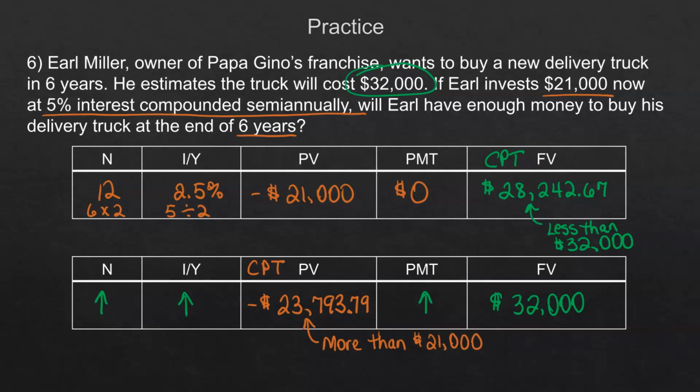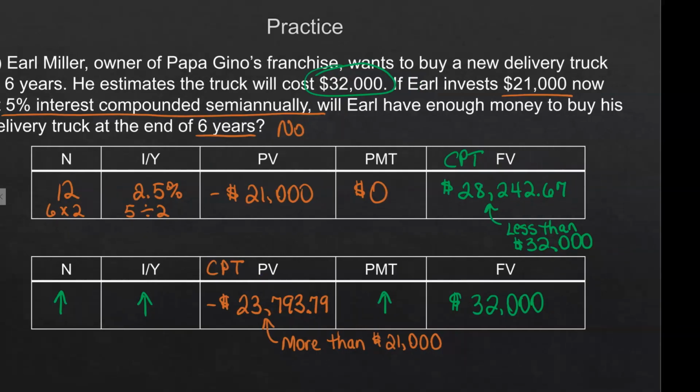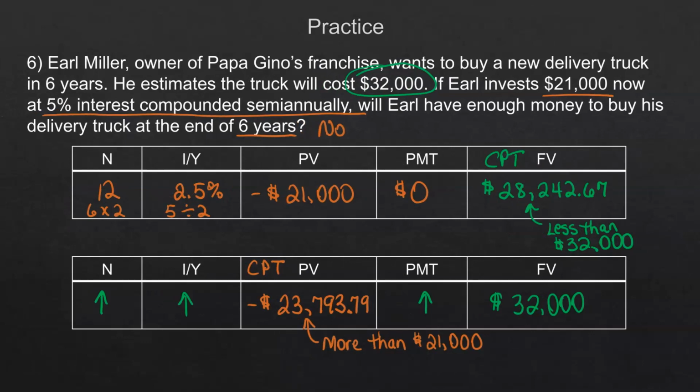Okay, so if he's going to invest $21,000, you can see that that's not enough. And the answer to the question then would be no, he's not going to have enough money to buy the delivery truck. He's going to be short by close to $4,000, and you can see that from the first calculation. Or he would need to invest an extra $2,793 if he could put more money in. All right, so we're finished with this lesson.